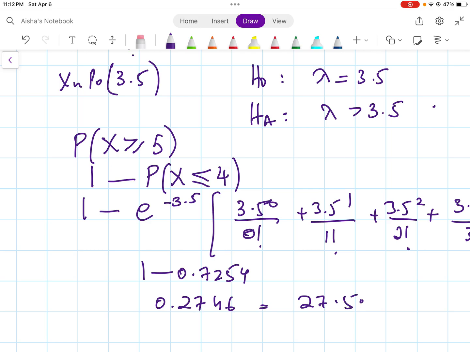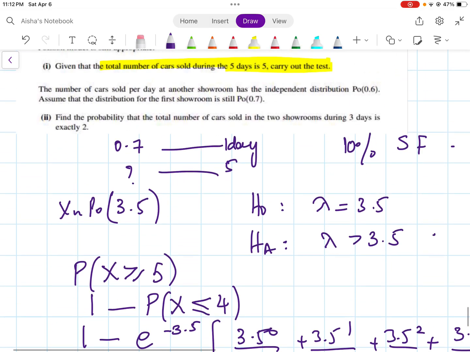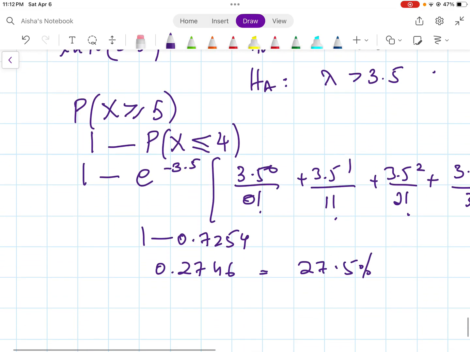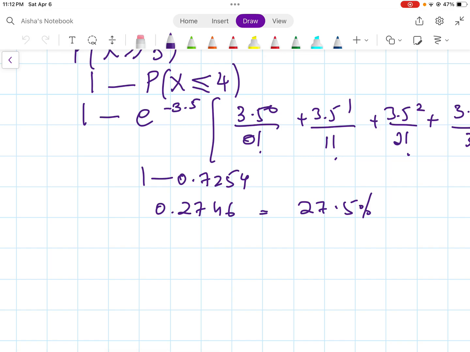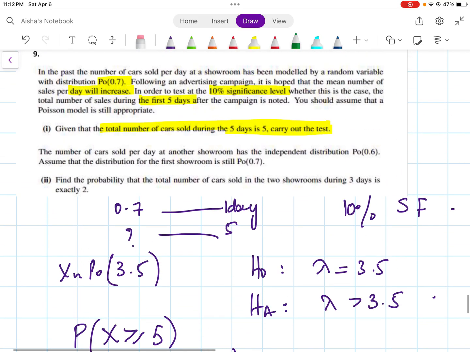So 0.2746, that gives you 27.5%. This is way more than 10%. Way more than 10% means accept the null hypothesis, that is the lambda value is 3.5, that is the sales have not increased, they still remain the same.